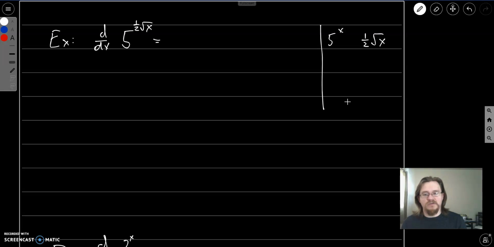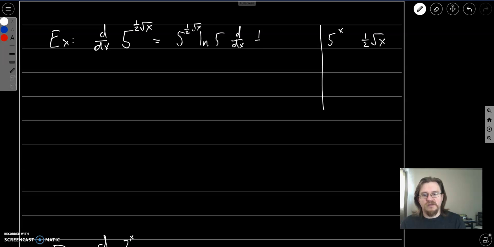rule. We'll take the derivative of the outside function. The derivative of 5 to the x is 5 to the x times the natural log of 5. But with the chain rule, we plug back in our original inside function. So we have 5 to the 1/2 square root of x times the natural log of 5. And we'll take all of this times the derivative of what's up top.